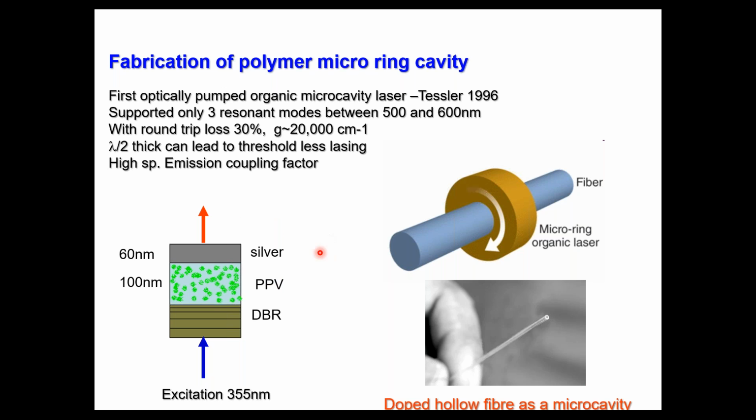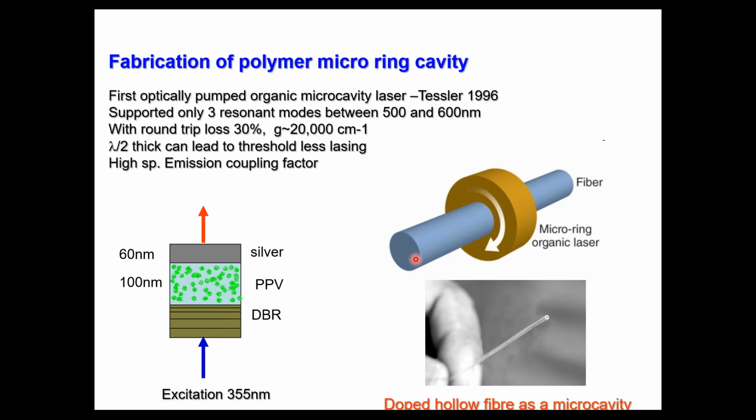So that means this thickness is only lambda by 2 thick. What they suggest is that these kinds of structures will have a very low threshold pumping requirement. So the external pumping required for emitting a laser is very, very small.